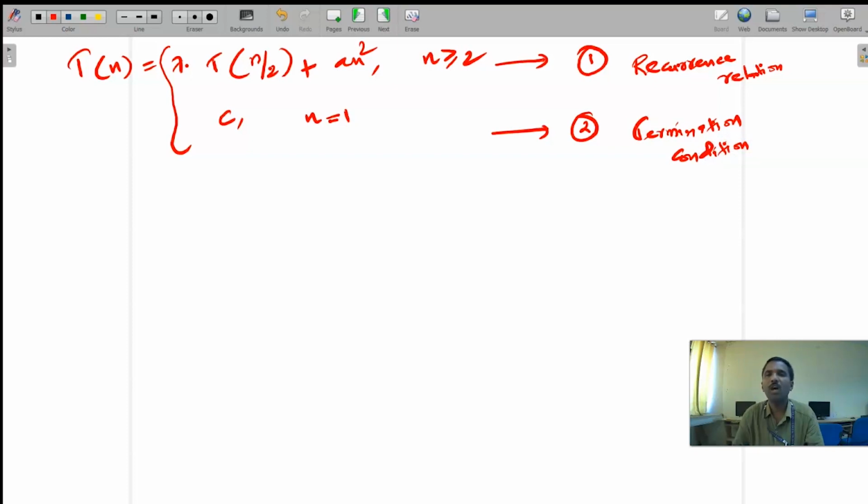Let us solve this recurrence relation by applying the substitution method. Solving this recurrence relation using the substitution method.